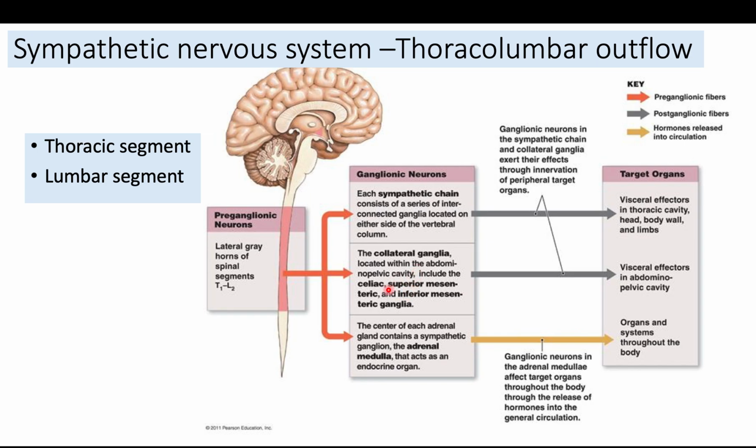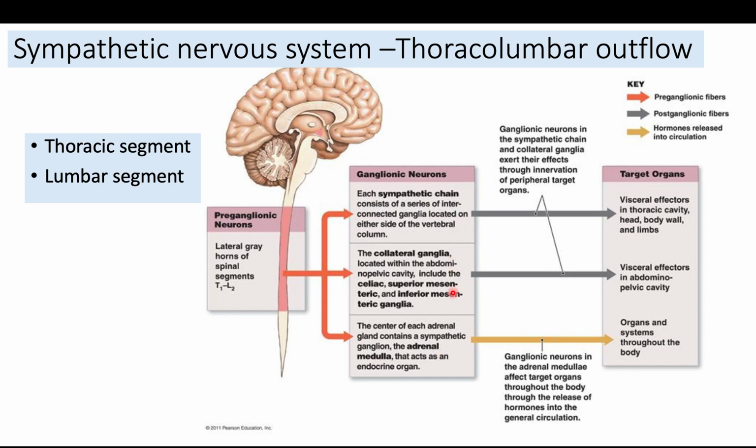So these three ganglia, we call them the collateral ganglia. Or the ganglionic neuron can also go to another ganglia other than these two, which is the organ itself, the adrenal medulla. We call it the intramural ganglia.